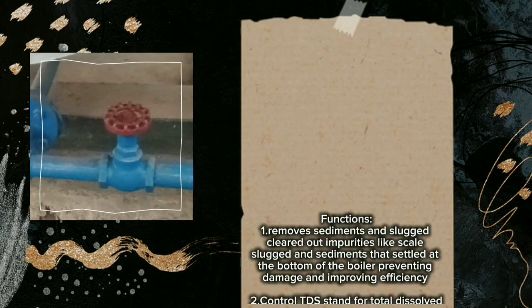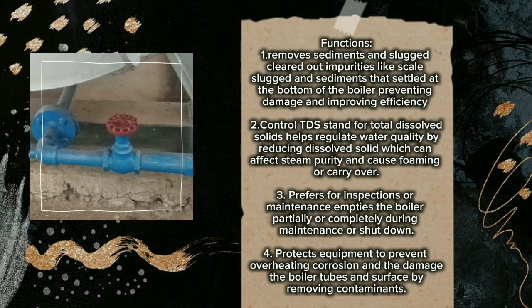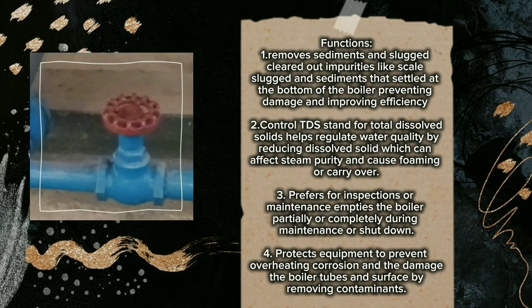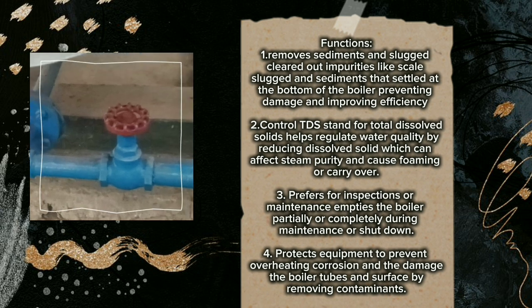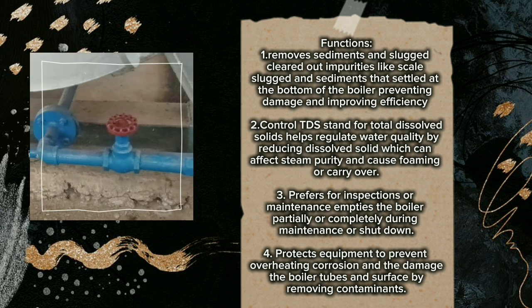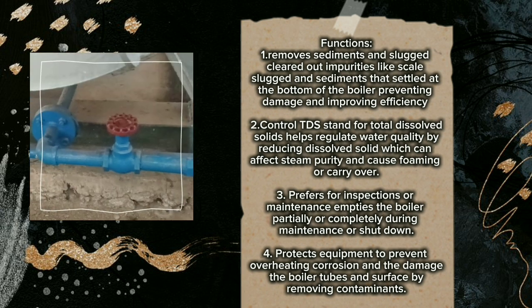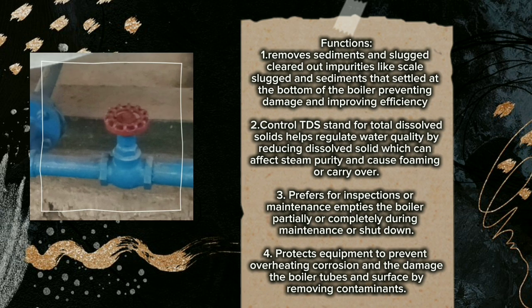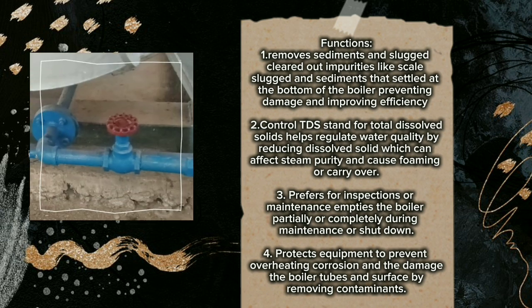For its function, number 1, removes sediments and sludge. Clears out impurities like scale, sludge, and sediments that settled at the bottom of the boiler, preventing damage and improving efficiency. Number 2, control TDS, which stands for total dissolved solids. Helps regulate water quality by reducing dissolved solids, which can affect steam purity and cause foaming or carryover.